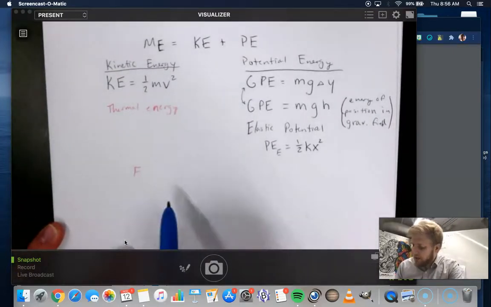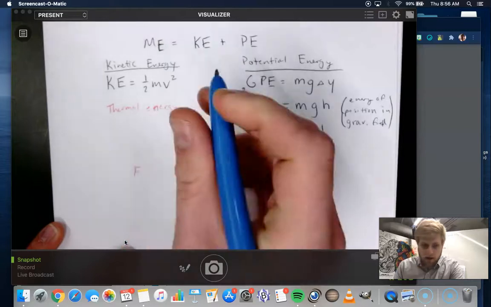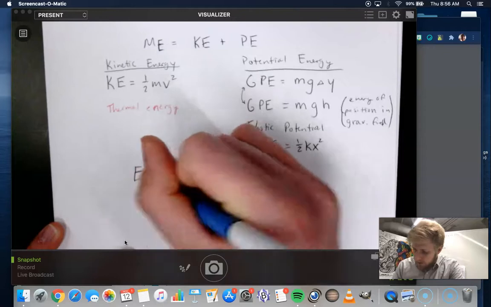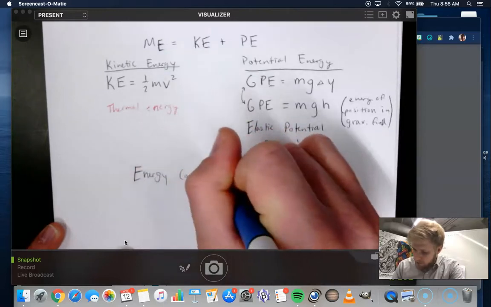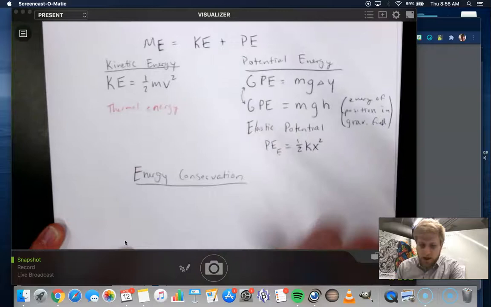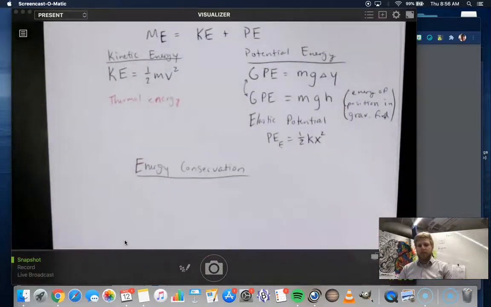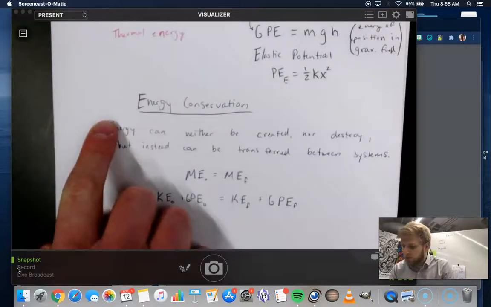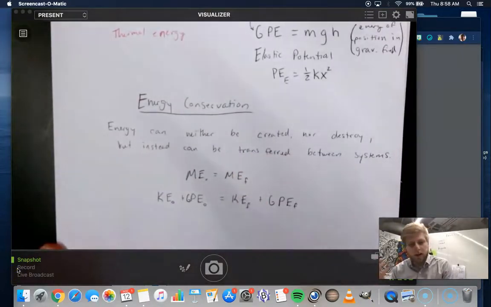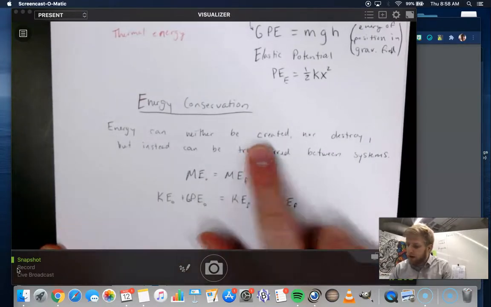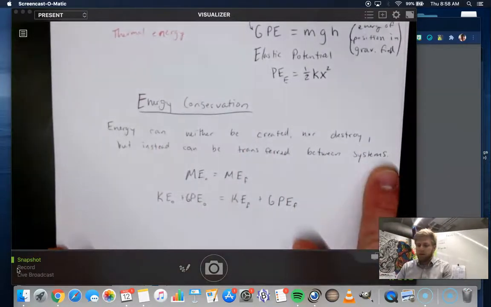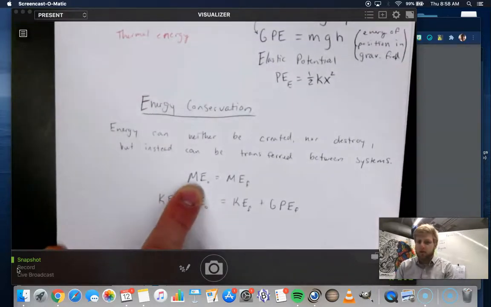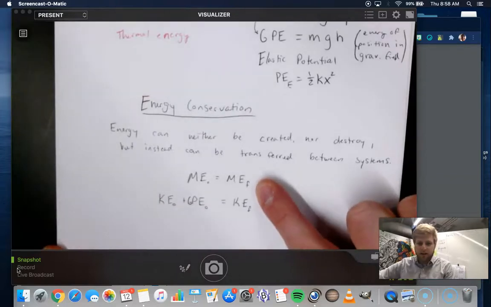And next, we have the conservation of energy. Energy conservation says that energy can be neither created nor destroyed, but instead transferred between systems. We can write it in the way you've probably heard before. The basic idea there is that however much mechanical energy you start with, that's what we're going to focus on here, that's how much mechanical energy you're going to end with.